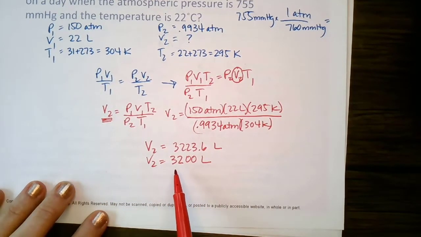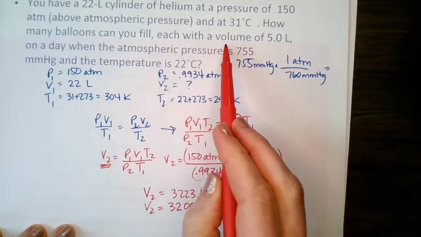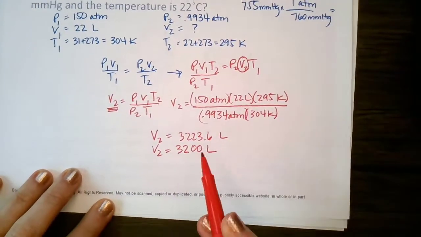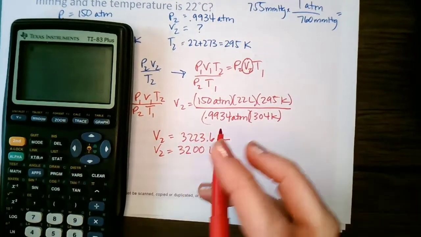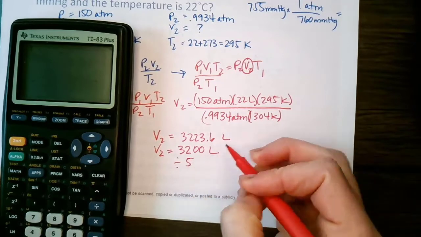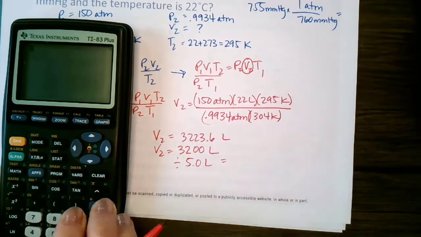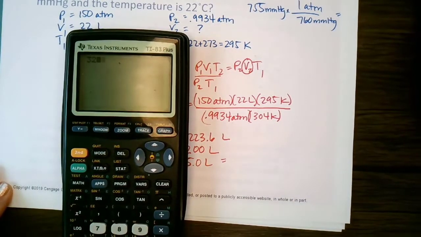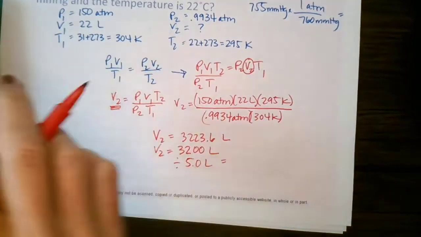we're getting close, we're almost done. It wants to know how many balloons can we fill, each with a volume of 5 liters. So I'm just going to take this 3,200 liters and divide it by 5 liters to see how many balloons that would give us. 3,200 divided by 5 should be able to fill 640 balloons.